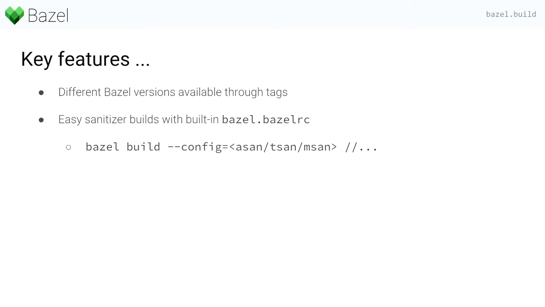There are several key features of this Bazel container. First, containers with different Bazel versions are kept available, and you can just pull them. You can choose which Bazel version you want. In addition, to make building with sanitizers very easy, we have a default bazelrc file in this container. So if you'd like to build with ASAN, TSAN, or MSAN, you just need one extra flag.